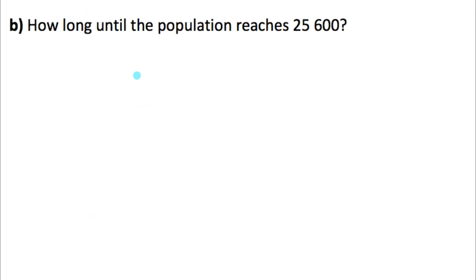The important part of this question is part B. This is what I really want to focus on. It says, how long until the population reaches 25,600? So we want to set the population to 25,600 and figure out what amount of time is it going to take for that initial population of 50 to get there. Remember, that initial population of 50 is doubling every 3 days.